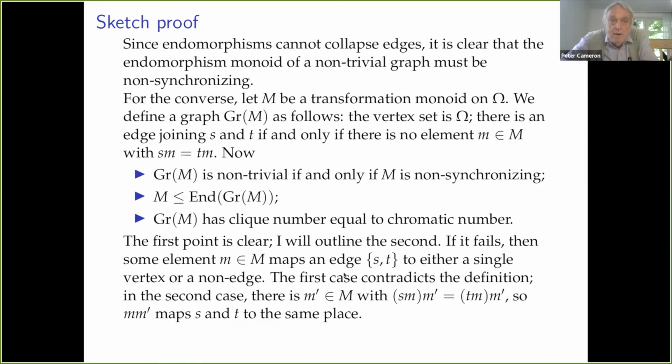Now let's suppose that they get mapped to a non-edge. A non-edge, by definition, is some element of the monoid that maps the two ends of a non-edge to the same place. Let's call it M primed. So if SM and TM were not joined, then when you apply M primed, they would go to the same place. But it's a monoid, it's closed under composition. So M composed with M primed is an element of the monoid that maps S and T to the same place. And that's it.